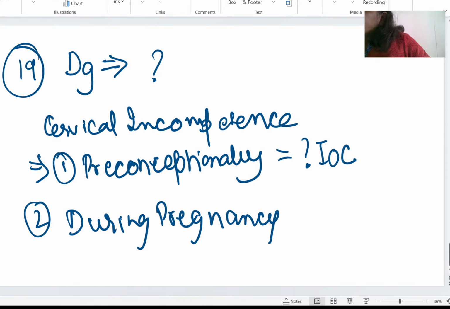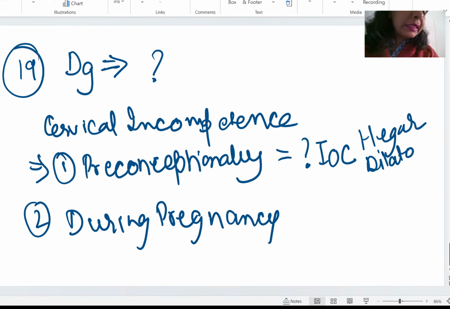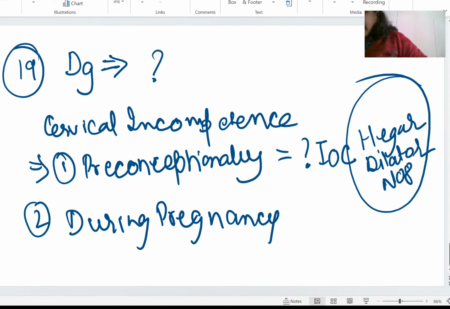This has been asked in the FMG previously. It is the Hegar dilator. We pass Hegar dilator number 8. Very good, Dr. Sheffi. If this Hegar dilator number 8, which is a very thick dilator, passes, then it means the cervix is incompetent. And what is the investigation of choice for cervical incompetence during pregnancy?